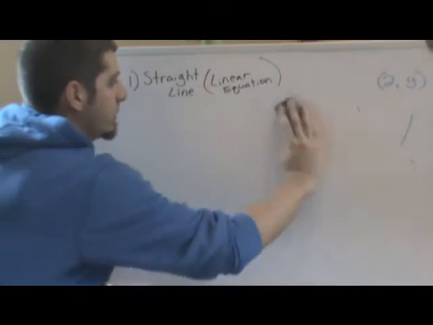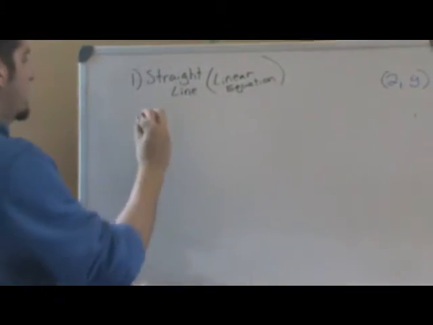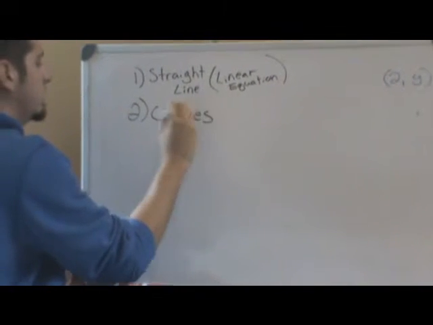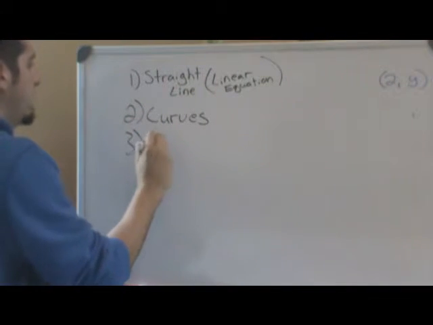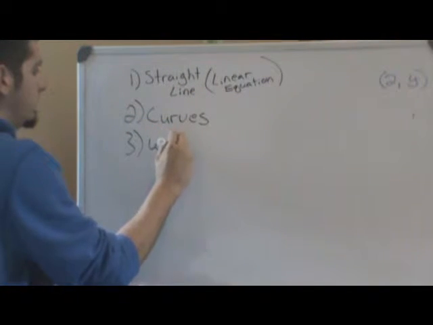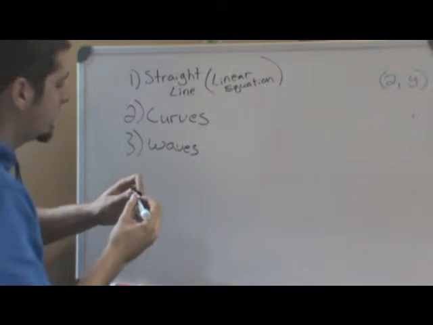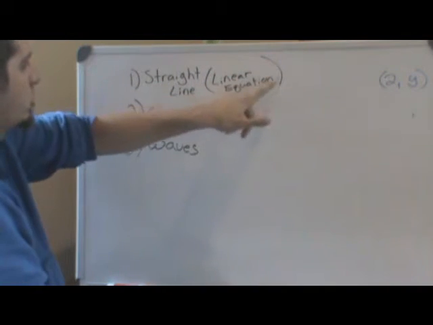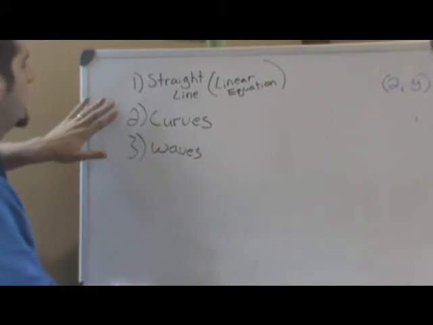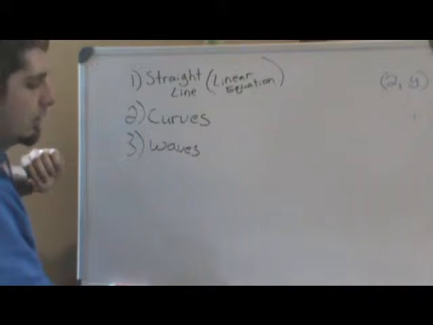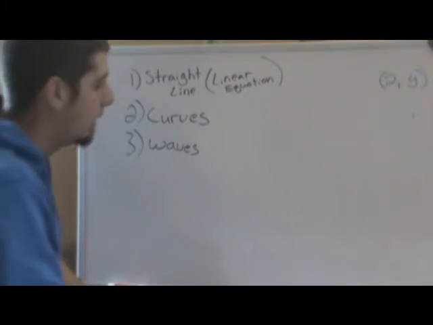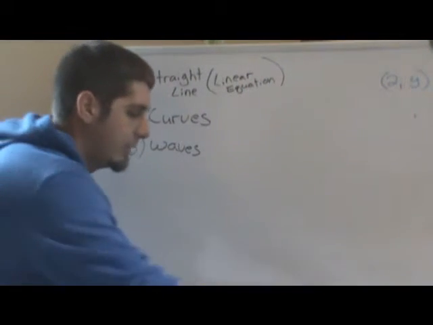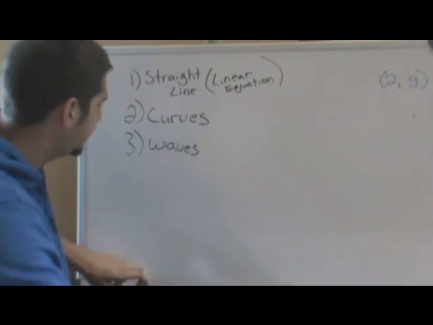Now, why do curves, waves, and straight lines represent functions? What's so special about these? And just as a heads up, the only kind of functions we're going to be working with in this chapter are the first ones, the straight lines, the linear equations. We won't get to curves and waves this year. Okay? There's a chance we might, but most likely not. Never has happened before.